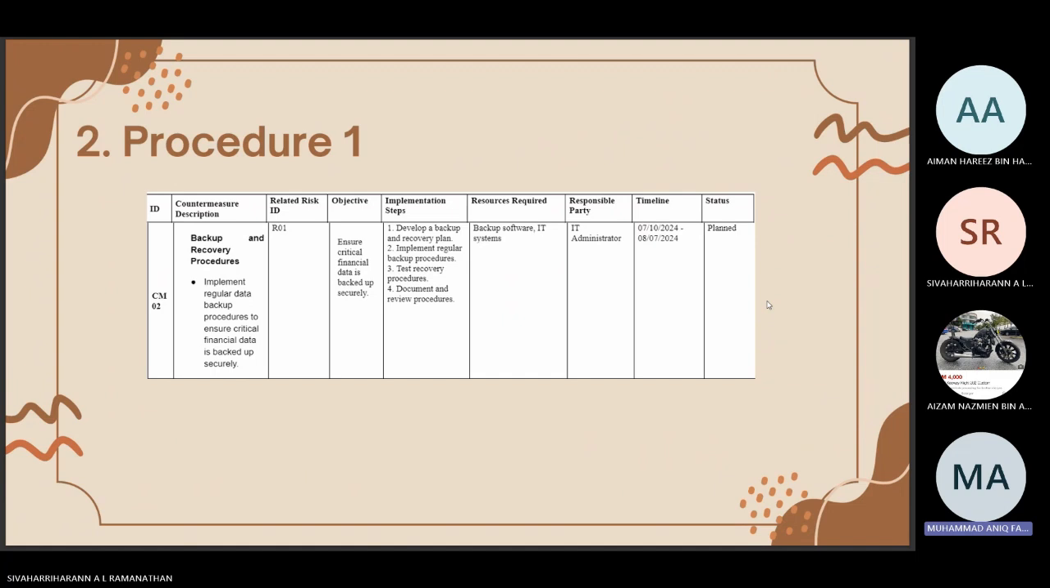The objective is to ensure that critical financial data is backed up securely, and implementation steps include developing a backup and recovery plan, implementing regular backup procedure, testing this procedure, and documenting and reviewing them. The resources required are backup software and IT system, and the responsible party is the IT administrator. And its status is currently planned. Next.